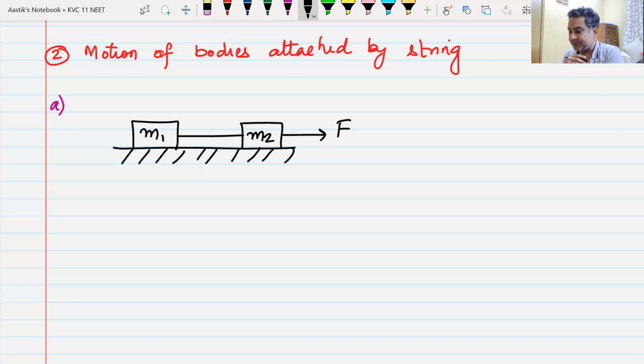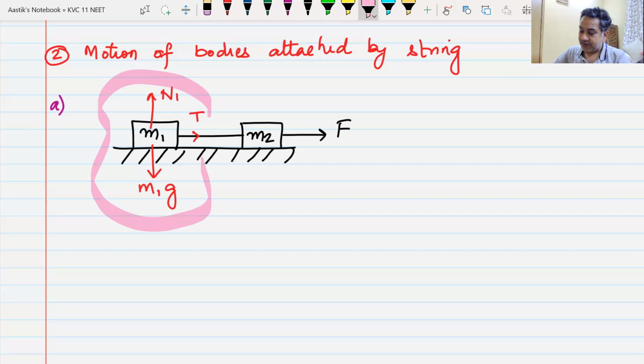So I'll draw it. To draw the free body diagram, I will start from block M1. The weight is M1G here. The normal reaction is N1. Do we understand this? Okay. Then it is pulled by a string. So T, the tension in the string. This is the free body diagram of block number 1. Do we understand this? Yes or no?